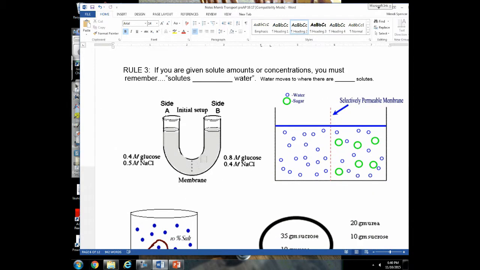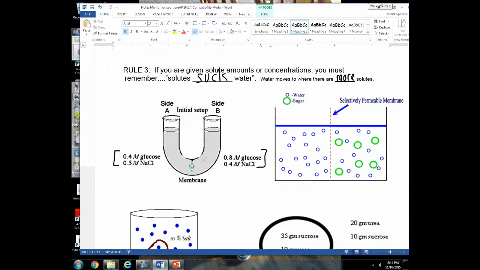So that was rule number 2, and now we're on to rule number 3. Take a look at this diagram that I've given you right here, and you can see that I do not give you water percents. I'm not showing you that there's 90% water or 50% water, and I'm not showing you a hypertonic and a hypotonic solution. I'm giving you solute amounts. If I give you a problem and I ask you to predict which way water is going to move, and I just give you solutes, you have to remember this rule that solutes suck water. Wherever there's more solutes, that's the way that water is going to move. Water is going to move to where there's more solutes. So think solutes suck water.